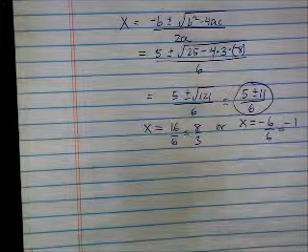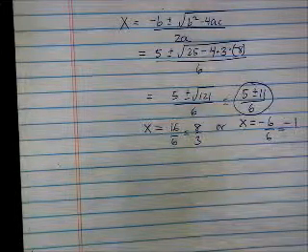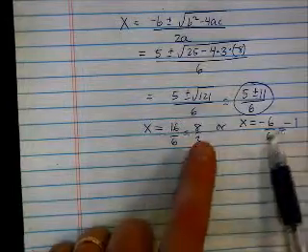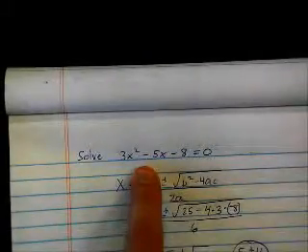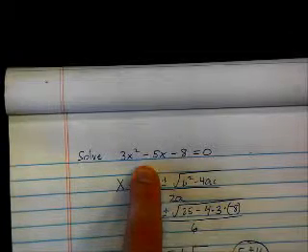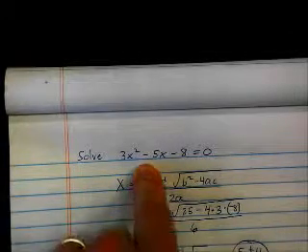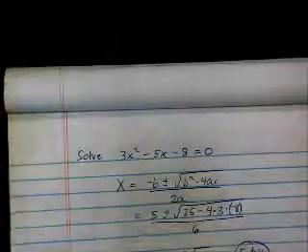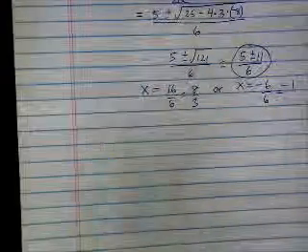Now what that tells me, I ended up with fairly nice answers. What that tells me is that that problem would have factored back at the beginning had we tried to factor it. Anytime your answers don't have square roots in them, it would have factored. But again, I think using the quadratic formula for that problem is actually easier. All right, let's try another one.